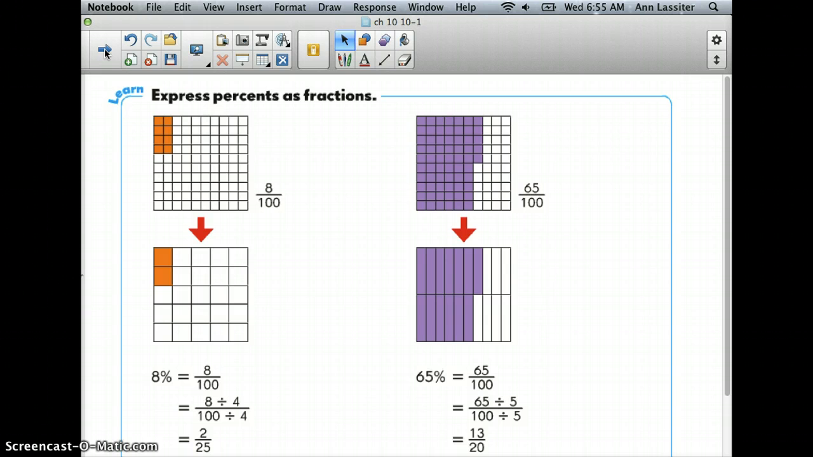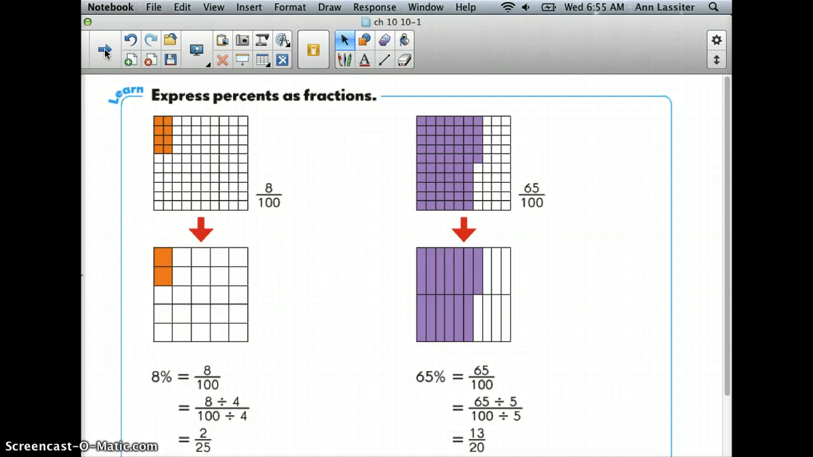In reverse, if someone gave you the fraction 2/25 and asked you to write it as a percent, it would be a lot more work because I would first have to convert that to a fraction that has 100 in the denominator. So you would undo what you've done. You would multiply the 2 over 25 by 4 over 4, and then you would get 8 out of 100, and you would get 8%. This example over here is the same idea.